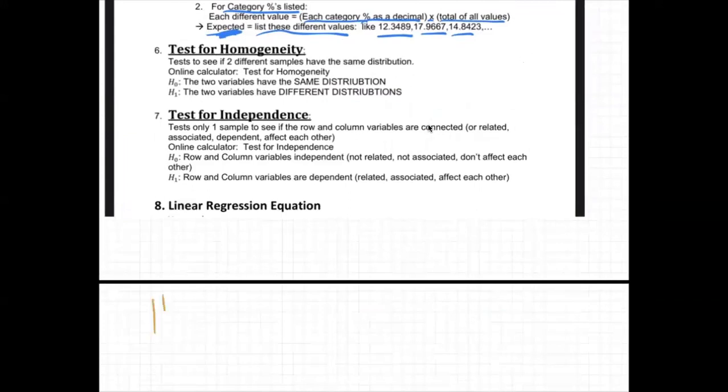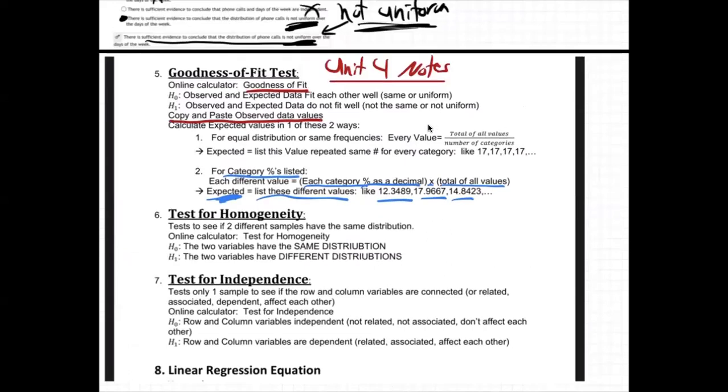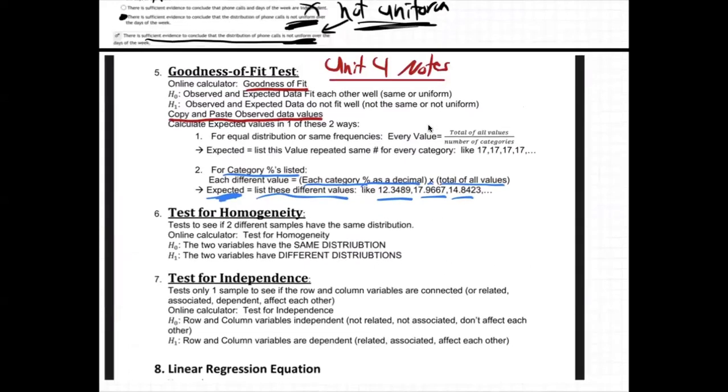And let's put it in. What's the H0? What's the H1? They didn't have us do it, but goodness of fit test. Goodness of fit test. So how do we actually do the conclusion here?